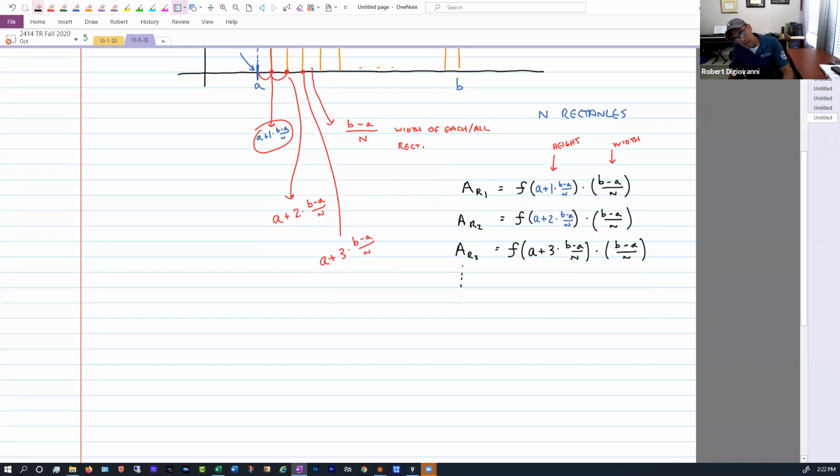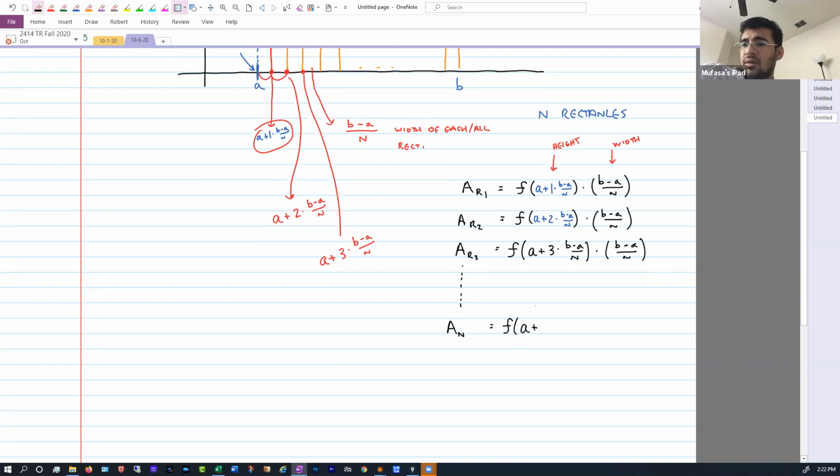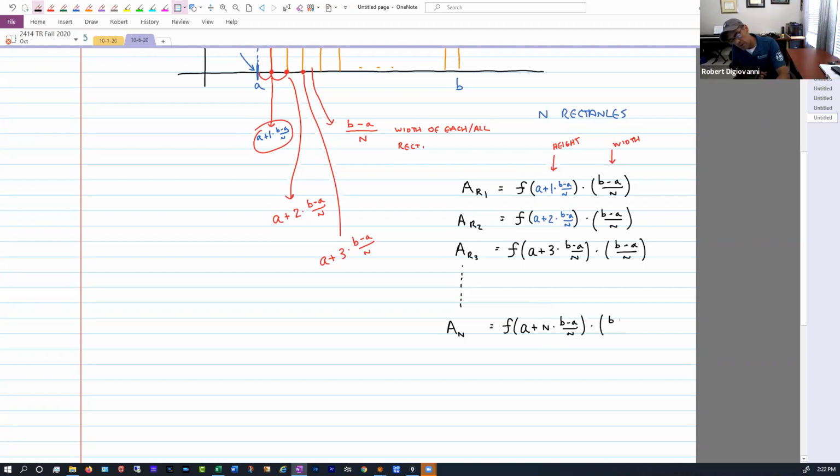So someone tell me this. What would the area of the nth rectangle be then? Because remember, we have n rectangles. It would be the function evaluated at A plus how many jumps? n jumps. n times b minus a over n. Then times the common width, right? The reason I like to show that last one is because check out what it is. The n's cancel. And then you have A plus b minus a. What's A plus b minus a?